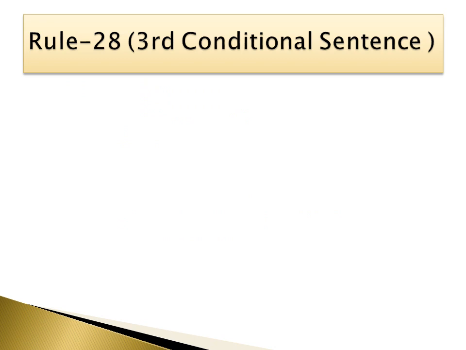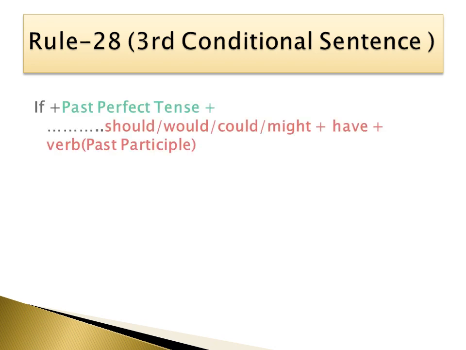Rule 28. Third conditional sentence. In a third conditional sentence, the if clause, that is the dependent clause, is in past perfect tense. So we can have the structure like this: if plus past perfect tense, and in the principal clause should or would or could or might plus have plus verb past participle. Or you can say should have, could have, would have, might have, and a verb in past participle.